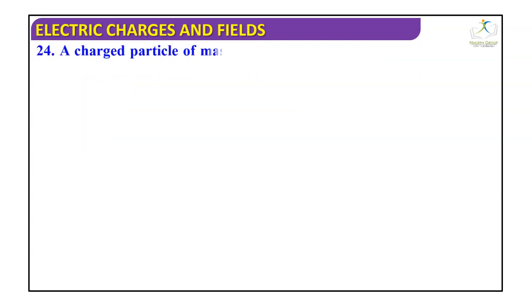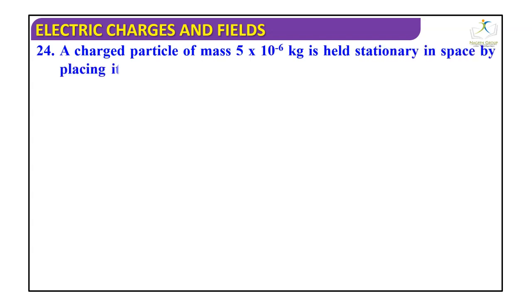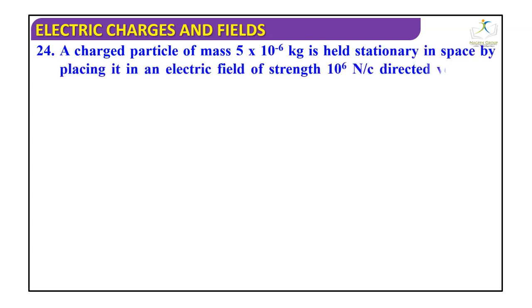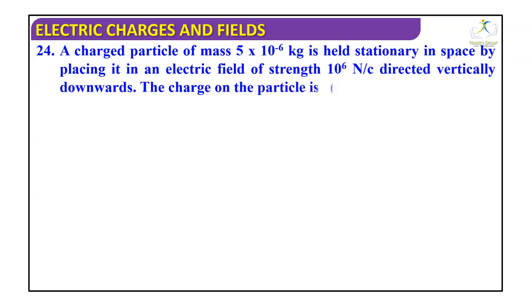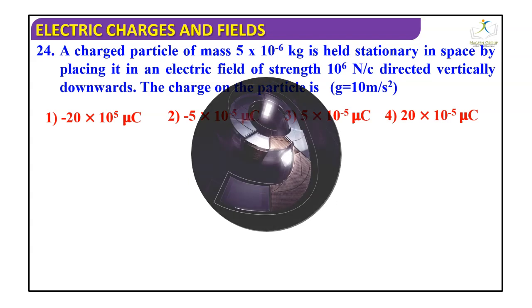Moving ahead with the next question, 24. A charged particle of mass 5 times 10 to the power minus 6 kg is held stationary in space by placing it in an electric field of strength 10 to the power 6 Newton per coulomb, directed vertically downwards. The charge on the particle is. We have these options. Try to solve this particular question.